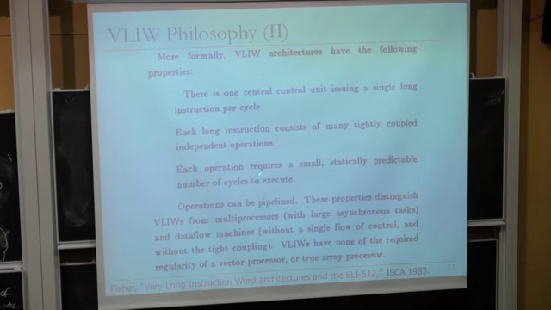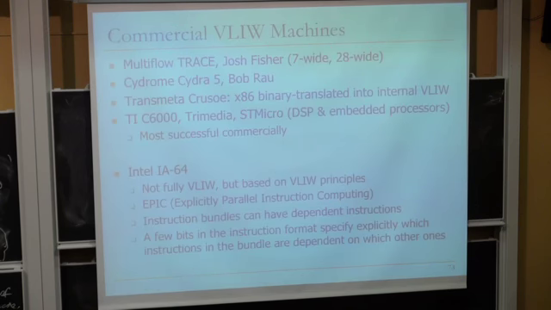And you can get this from this paper, basically. There's one central control unit issuing a single long instruction per cycle. Each long instruction consists of many tightly coupled independent operations. And each operation requires a small, statically predictable number of cycles to execute so that the compiler can schedule the code in the machine, both in the same cycle and across cycles. Okay. And you can read this. This is actually a nice thing to read.